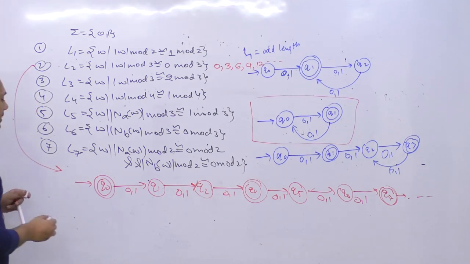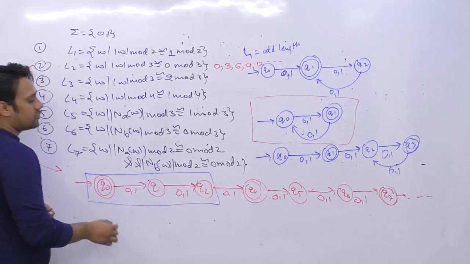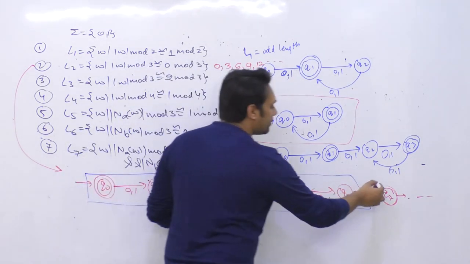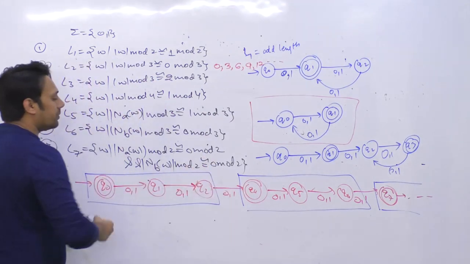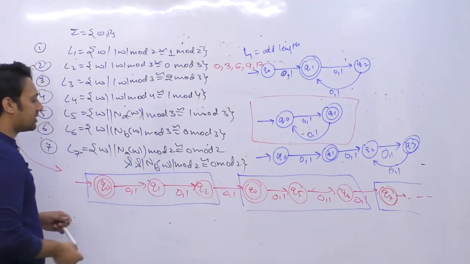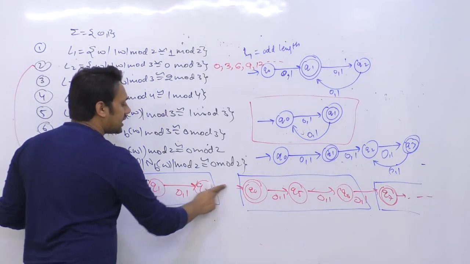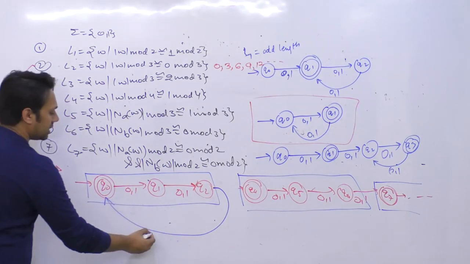So if you look at this diagram, this entire portion is repeating itself. If you get a portion which is repeating itself, you can simply put a self loop here. So instead of making this huge diagram, we can change this transition and give this transition to this in the beginning.